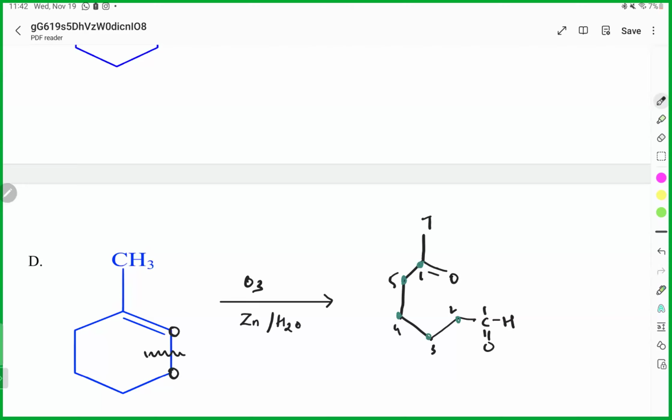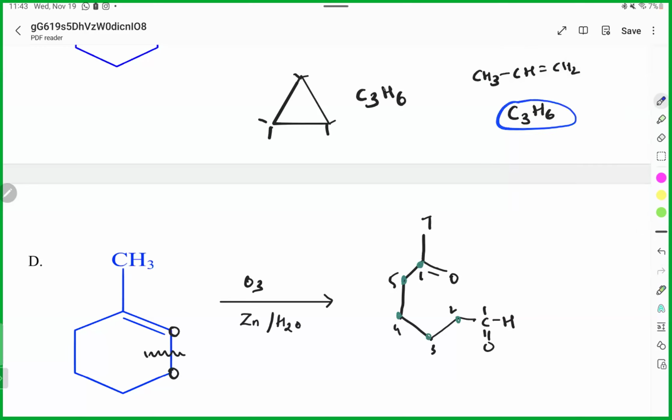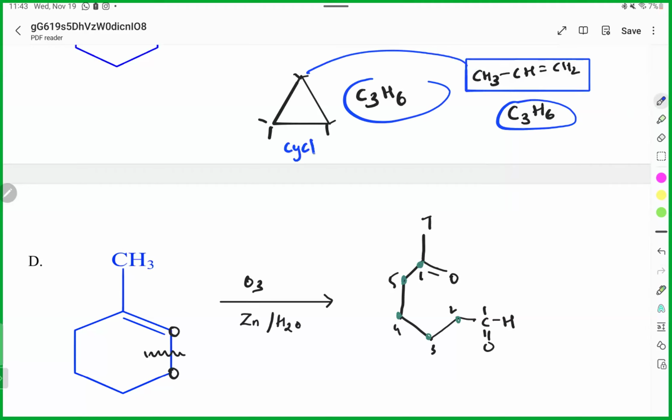Remember, when you have a ring, the ring itself is a double bond. Chinmay, what is the formula of this ring? Number of carbon and hydrogen. C3H6, 2 hydrogen on each carbon. If you take CH3, CH2, this is again alkene. This formula is C3H6. Both have exactly same formula. Why? Because alkene are almost like cyclic compound, single cyclic compound, right?